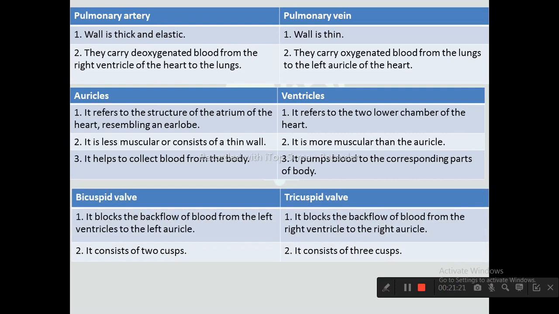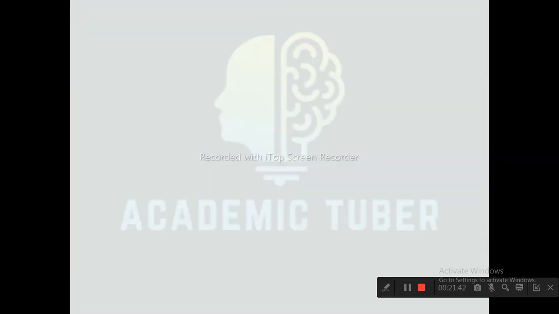Difference between bicuspid and tricuspid valve. The bicuspid valve blocks the backflow of blood from the left ventricle to the left auricle, whereas the tricuspid valve blocks the backflow of blood from the right ventricle to the right auricle. The bicuspid valve consists of two cusps, whereas the tricuspid valve consists of three cusps.